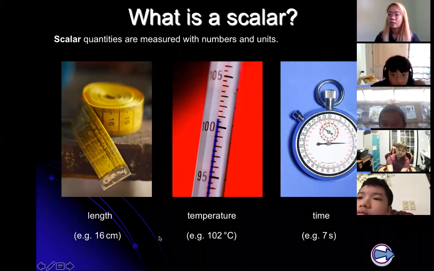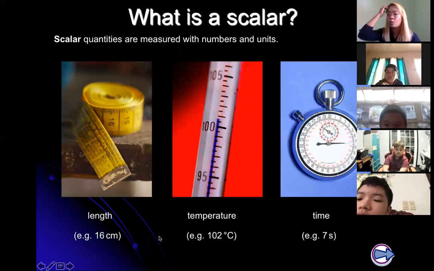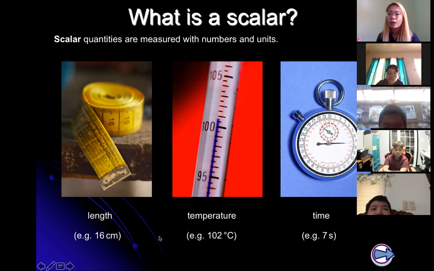Yes, so Prince is asking. He said, yes, weight is a scalar quantity. So can you give me an example of a measurement of weight?